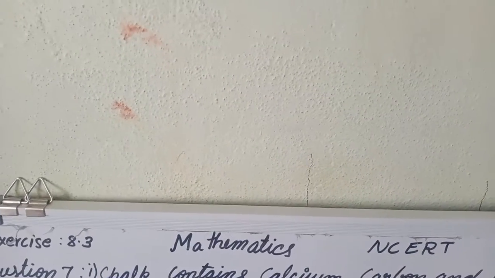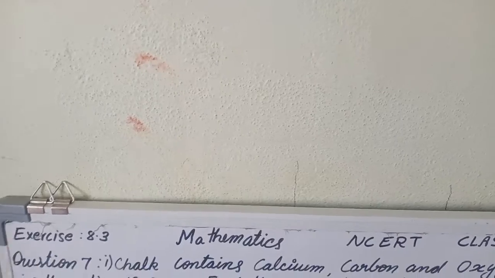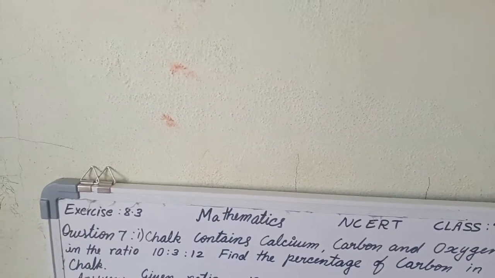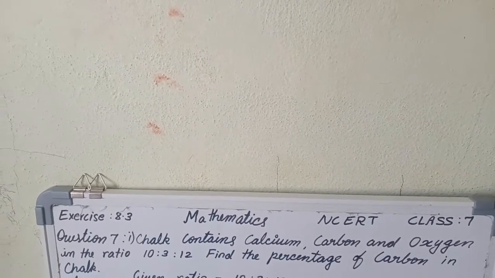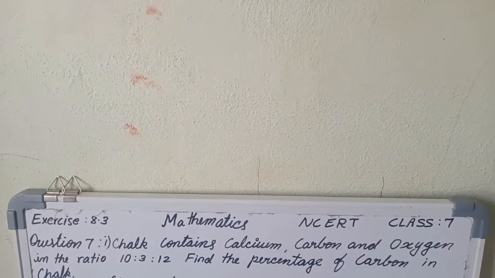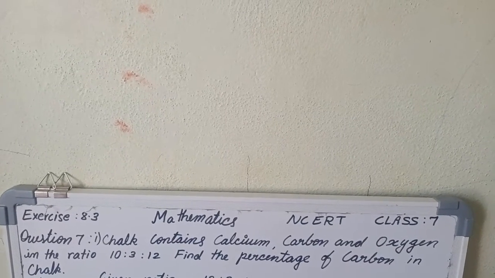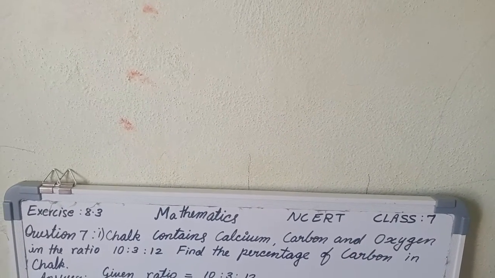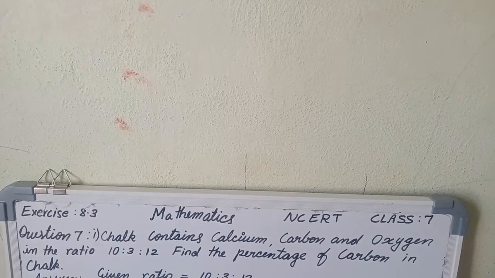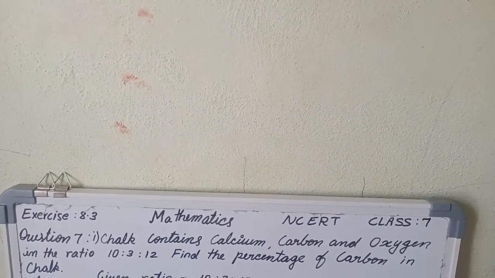Hello everyone. Today we are going to begin exercise 8.3, mathematics class 7, question number 7. First let us read the question. Chalk contains calcium, carbon, oxygen in the ratio 10:3:2. Find the percentage of carbon in chalk.